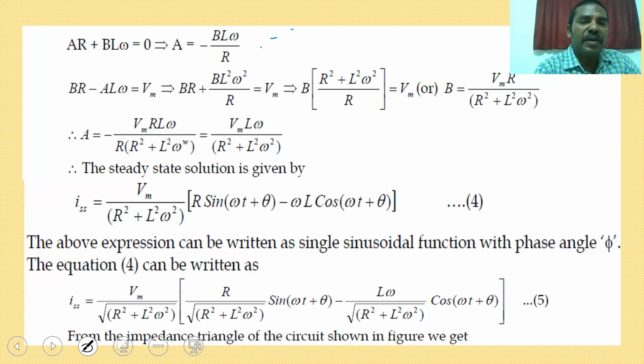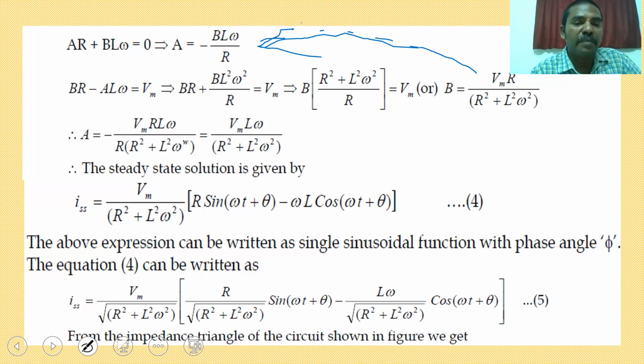Substitute the B value for finding the value of A. So A is equal to minus Vm R L omega divided by R into R square plus L square omega square, or minus Vm L omega by R square plus L square omega square. So once you have calculated the A and B values, the steady state current, or the particular integral current, ISS is equal to Vm by R square plus L square omega square, R into sin omega t plus theta minus omega L into cos omega t plus theta.